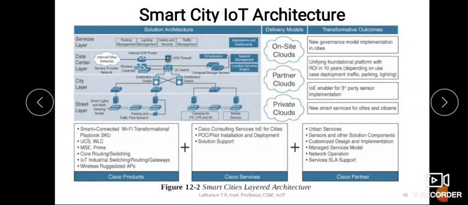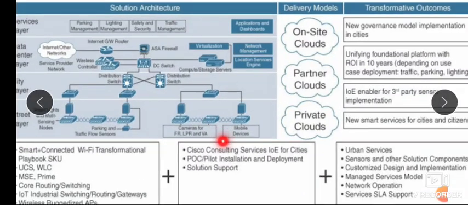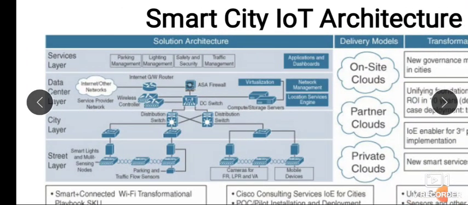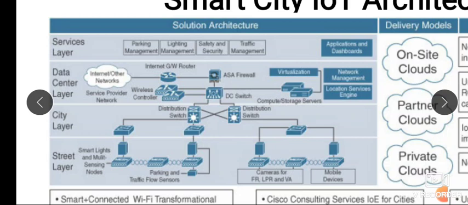Here we will study the smart city IoT architecture: how the layers of the architecture are divided, what different applications are provided, what different services are provided, and what activities are done. We will see. This is the smart city architecture, which consists of 4 layers. The bottommost layer is the street layer, above that is the city layer, above which is the data center layer, and the final one is the services layer.